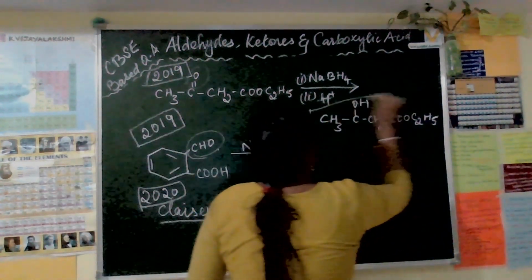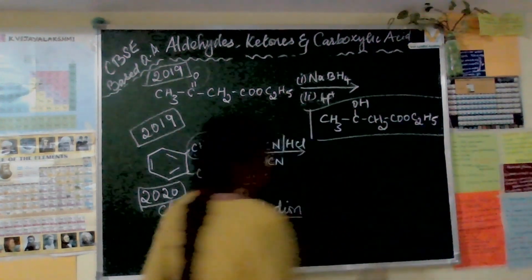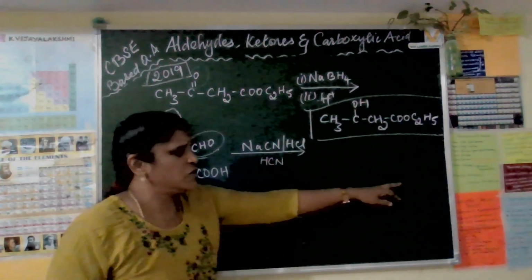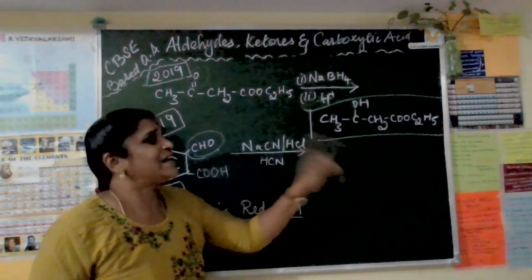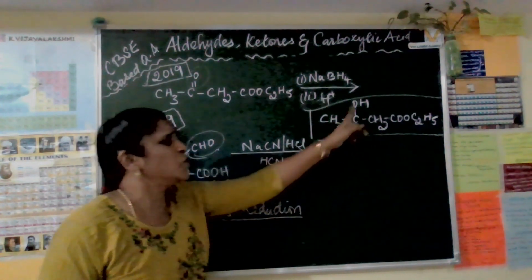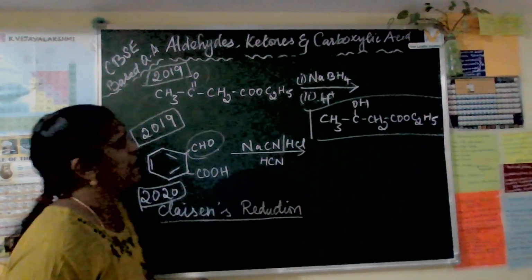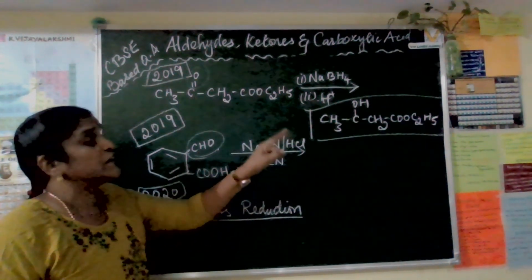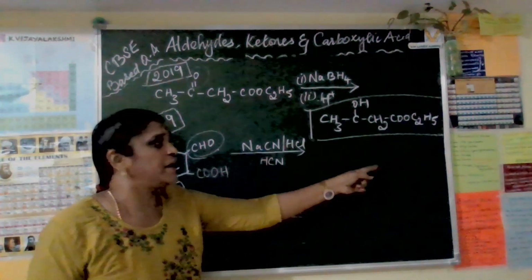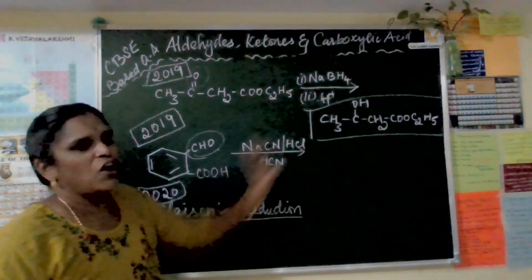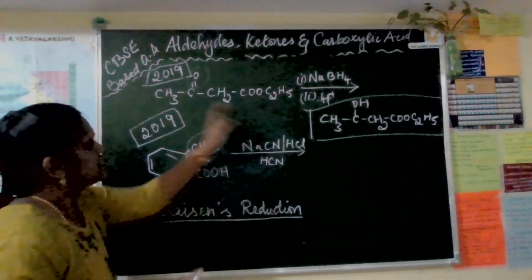Suppose it reduces again, then you will get diol formation. That means two hydroxyl groups will be attached over here. If it reduces with lithium aluminum hydride, you will get that diol formation. Okay, hope this is fine.